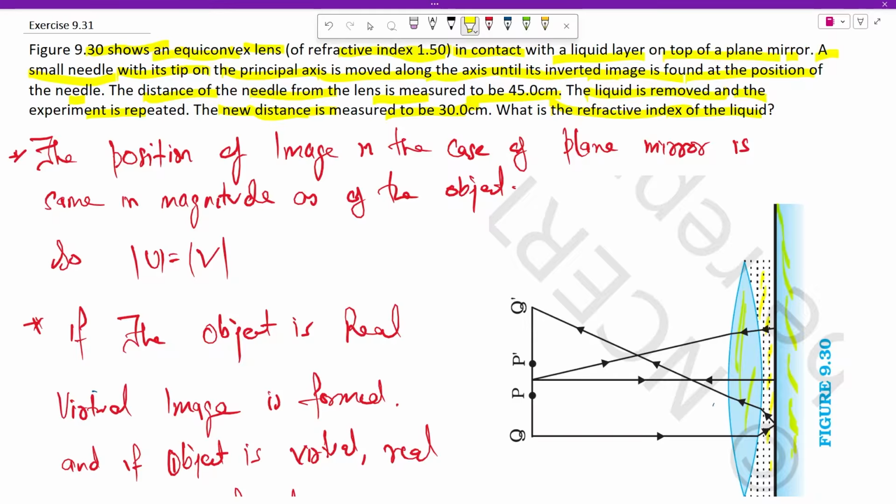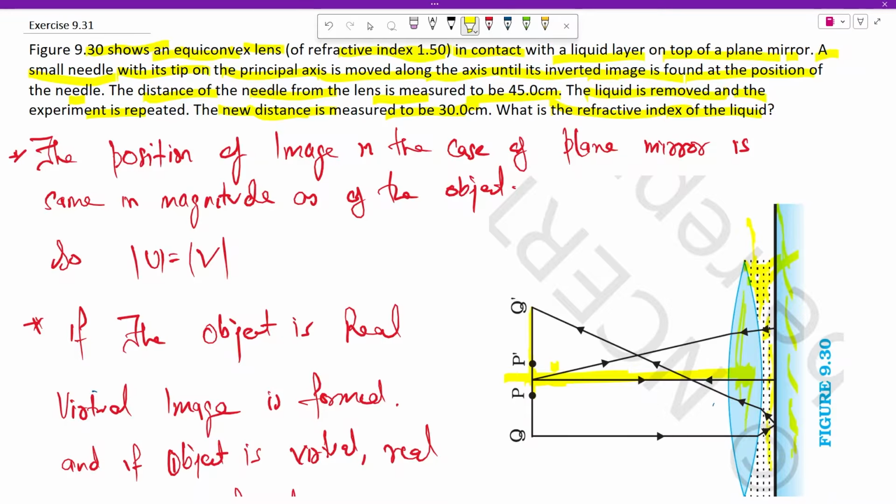Now there are two cases. In one case, there is a liquid layer of some refractive index that is unknown, and we have to find out that refractive index. And in another case, the liquid layer is not present. In the case when the liquid layer is present, the image of a pin at the position PQ is formed on the same position, and in the case when the liquid is not present, the same repeats as well. The only change is the distance between the object and the lens and mirror system.